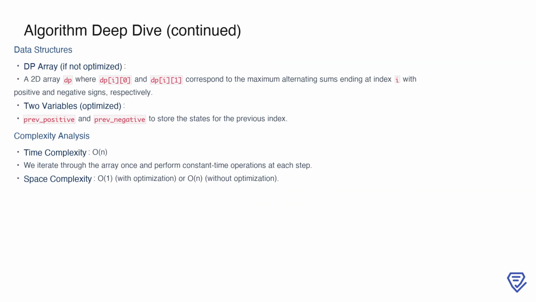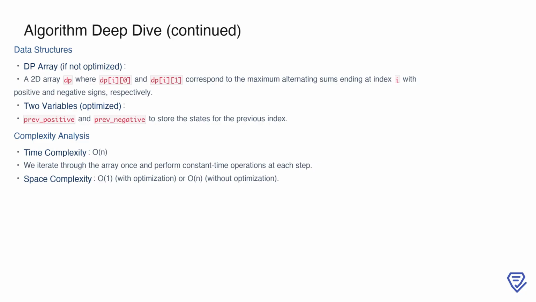To implement the algorithm, we can use either a 2D dp array or the optimized version with two variables. If using the dp array, it will store dp[i][0] and dp[i][1] to represent the maximum alternating sums ending at index i with a positive or negative sign, respectively. In the optimized version, we replace the array with two variables, prev_positive and prev_negative, which track the states for the previous index.